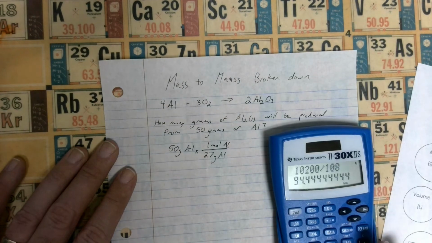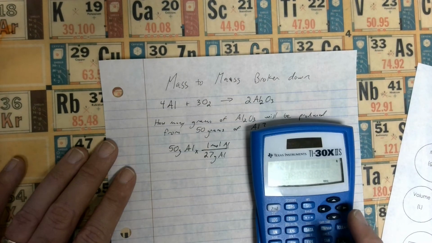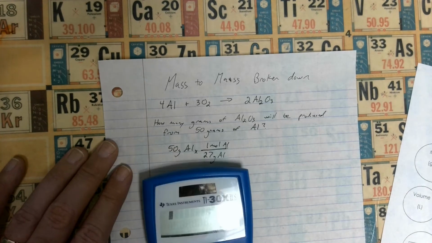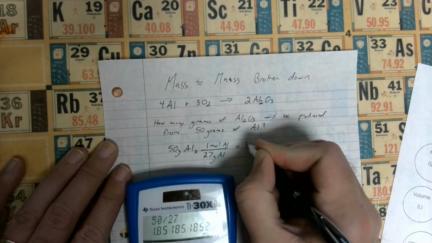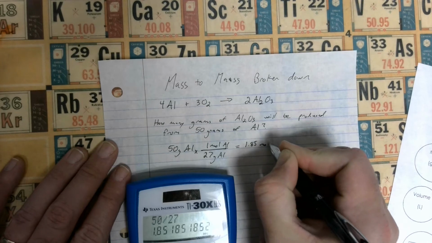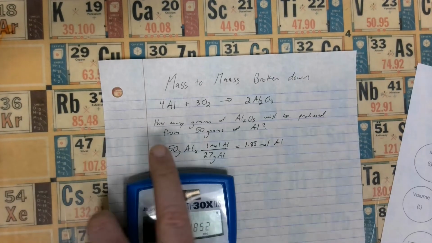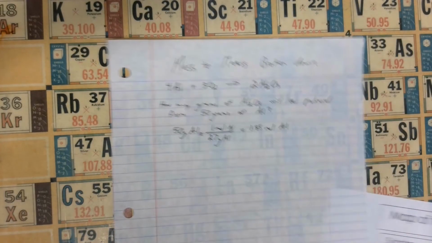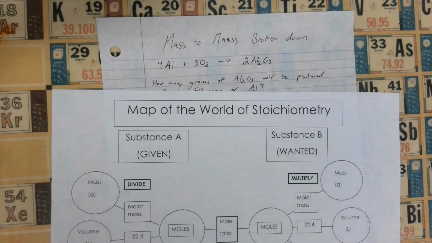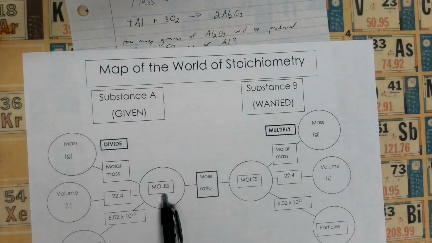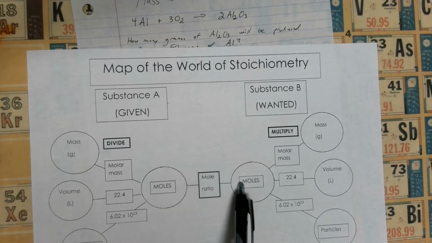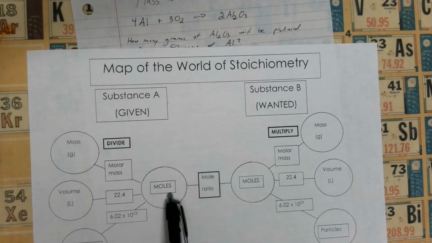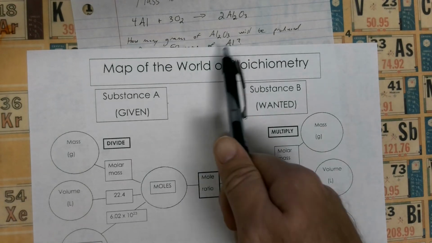So let's do that. I have 50 divided by 27, and I get 1.85. So I have 1.85 moles of aluminum. Now I am here, moles of my given. Now I'm trying to get from moles to moles, moles of my given to moles of my wanted. In this case, my wanted is the aluminum oxide.